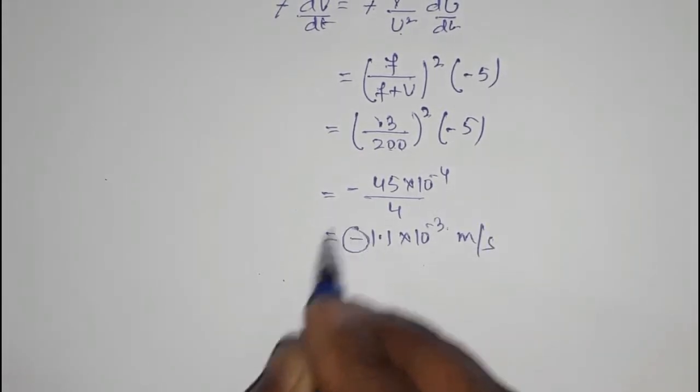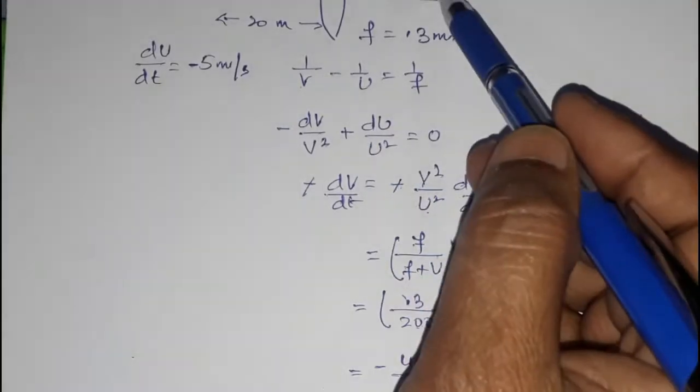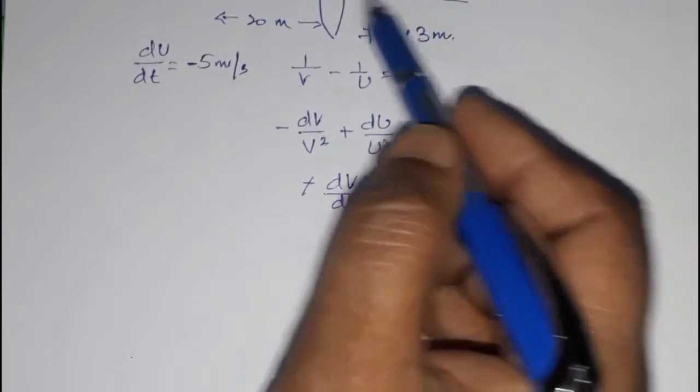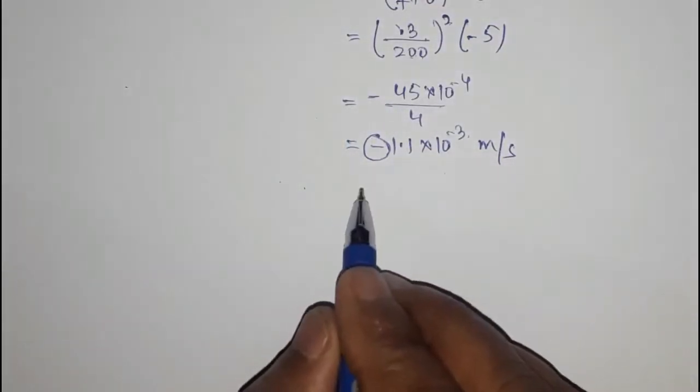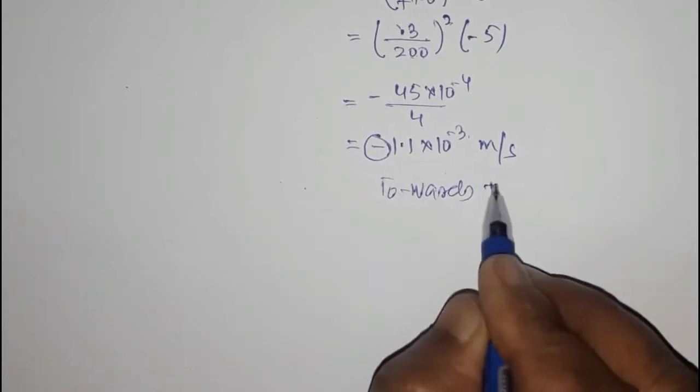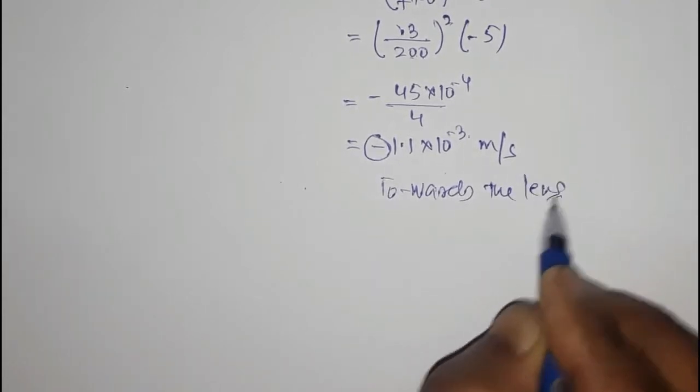This negative sign also shows that the motion is against the direction of the incident ray. So the motion is towards the lens.